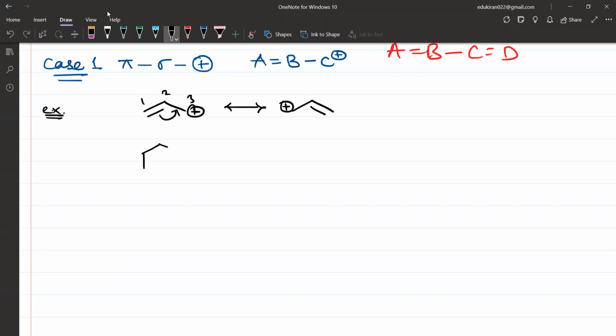Other examples could be a double bond here and a pi. Now how to move the electron? Electron source: what is the source? Pi bond. Electron sink, or electron poor. Electrons move from electron rich to electron poor. What is electron rich? Pi. What is electron poor? Positive charge. So it will move like this, and you will get a pi bond here and a positive charge here.